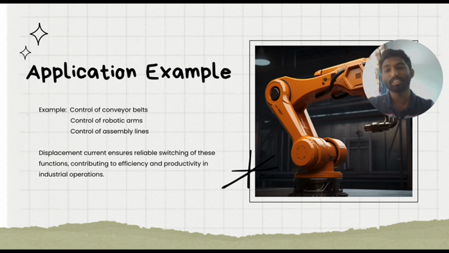Now, let's consider an application example to illustrate the importance of electromagnetic relays in industrial automation. In manufacturing plants, electromagnetic relays are used to control various processes and machinery such as conveyor belts, robotic arms, and even assembly lines. Displacement current ensures the reliability of switching these functions, contributing to the efficiency and productivity of industrial operations.